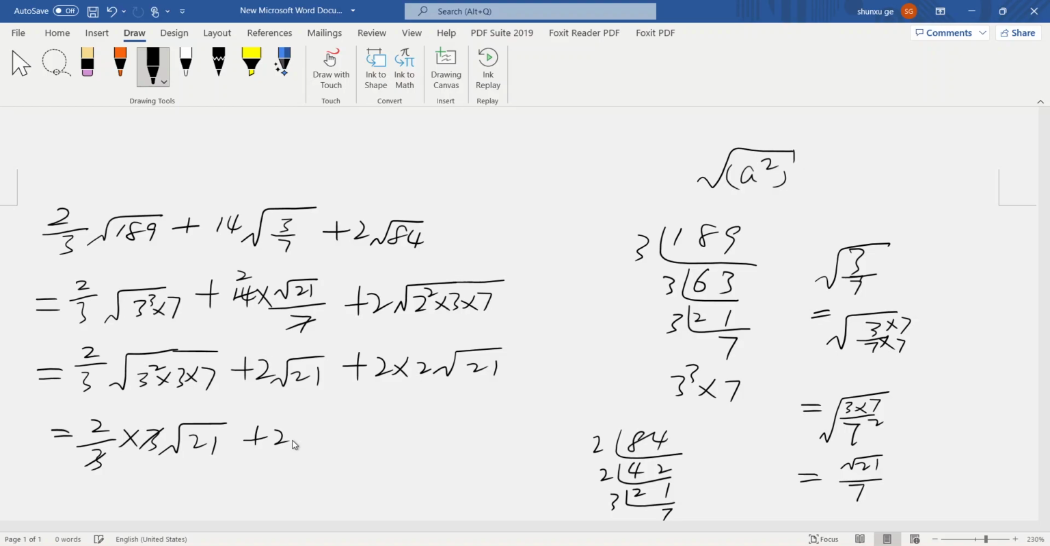Okay, plus 2 square root 21 plus here 4 square root 21. So here it's 2 square root 21. 2 plus 2 is 4. 4 plus 4 is 8. So the solution is 8 square root 21. This is the solution.